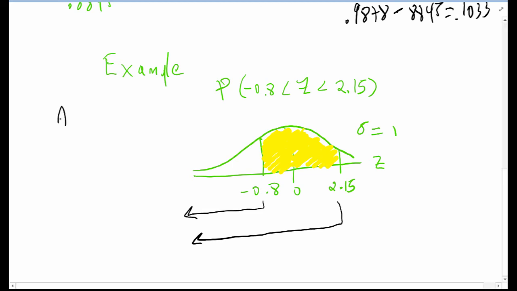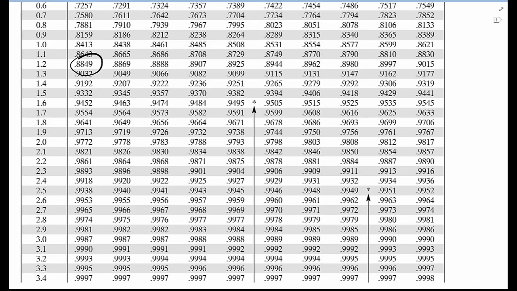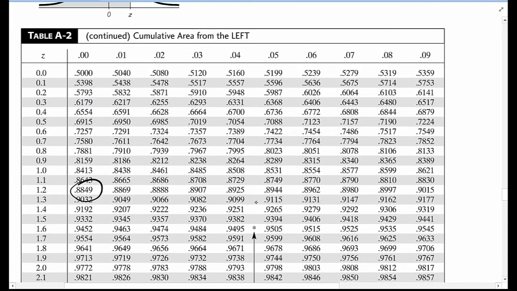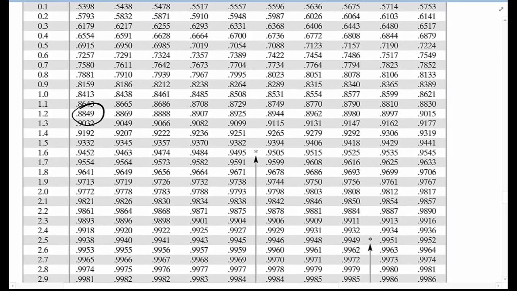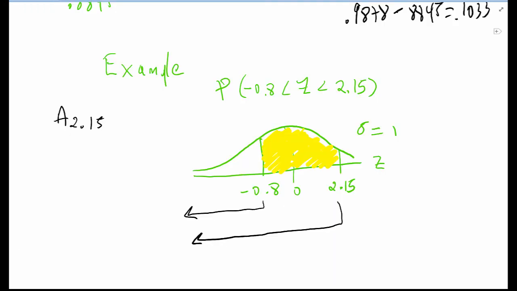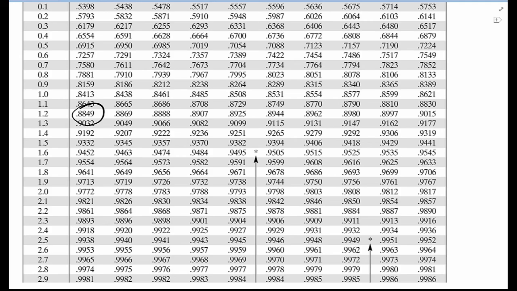What is the percentage of values below 2.15? We get that from the positive table. So let's go to the positive table. Is this the positive table? Yes. 2.15. Okay.